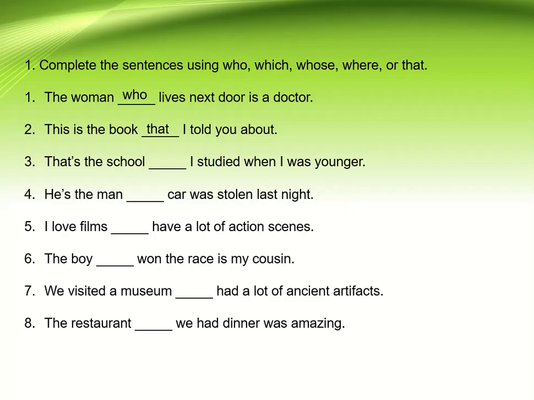That's the school. When I mention school, I am talking about a place. So the relative pronoun that I need to use is exactly where. That's the school where I studied when I was younger. He's the man. I am talking about a person. Person belonging. He's the man whose car was stolen last night.